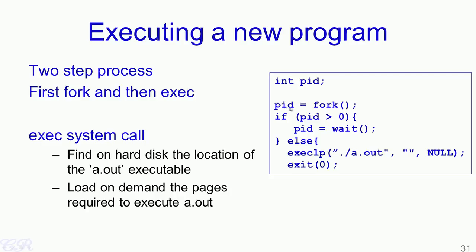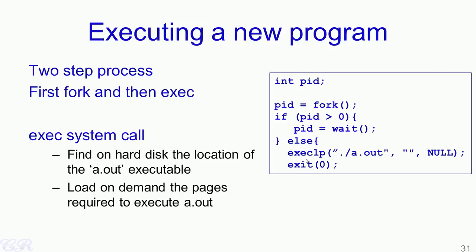Now, in the child process, the PID has a value 0, therefore, execution will enter this else part. Now, in the child process, we invoke a system call exec. In this case, it is a variant of exec known as execlp, and we pass several arguments. Of these, the most important one of course is the executable file name. In our case, we are trying to execute the file a.out.